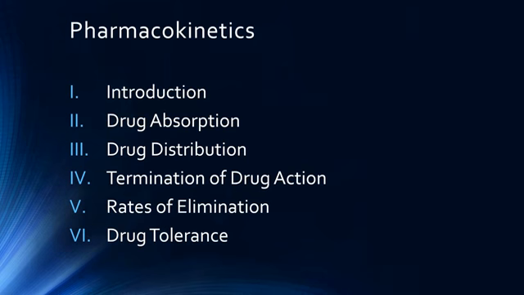So when we talk about pharmacokinetics, I want to provide a brief introduction to what we're talking about. It sounds like a big scary topic, but it's really relatively easy to understand once you break it apart. There are several different steps in the process of how a drug enters the body, makes its way around, gets eliminated, etc. So we're going to talk about drug absorption, how drugs get into the body, drug distribution, how they get distributed throughout the body, how drug action gets terminated, how drugs get eliminated, and then we'll talk a little bit about drug tolerance and how that relates to pharmacokinetics.